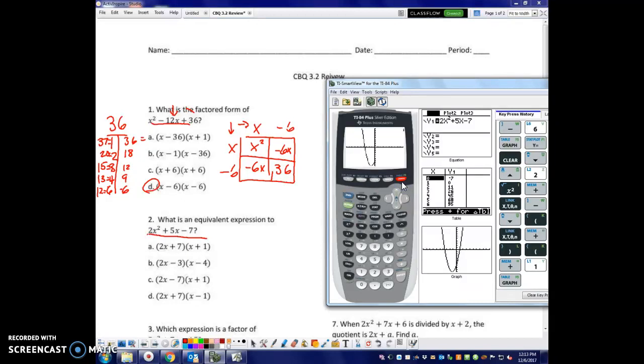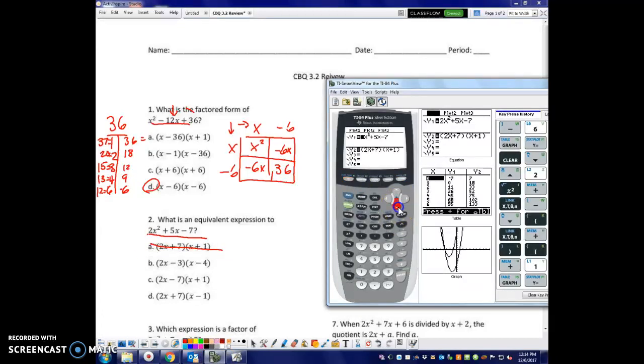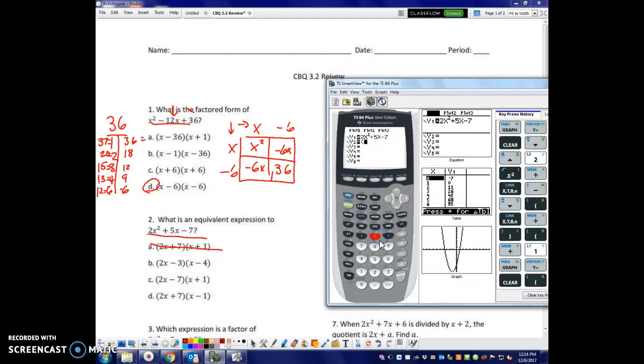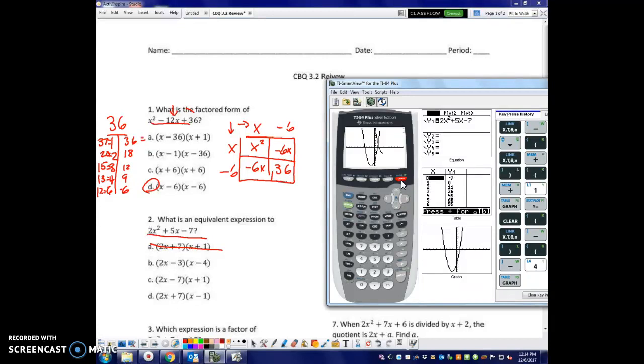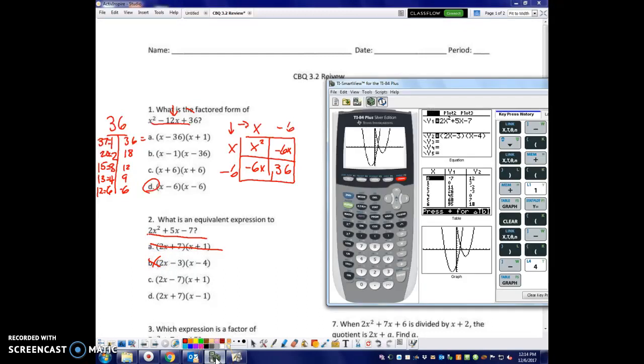Graph. That's our first one. There's our second one. Do the tables match? Do the graphs match? No, so that is not your answer. Okay, let's look at the next one. 2x minus 3, x minus 4. Graph. First one. Second one. Do they match? No, so that's not it. Be sure even after you find the right answer, you double check the rest of them.